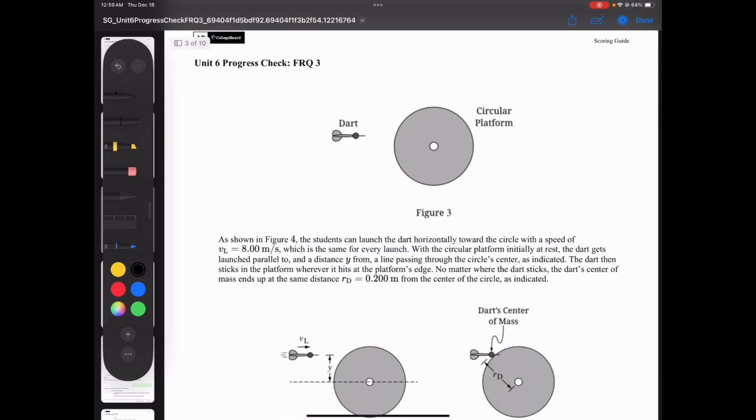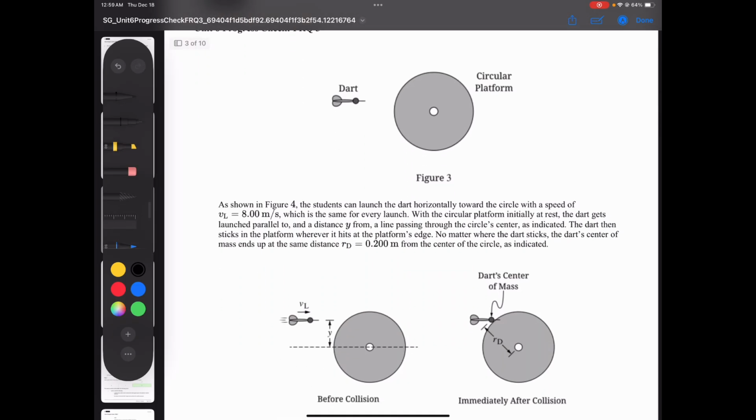And now here, there's a different experiment. So now we have a dart of known mass, and it's going to attach to the circular platform. And the thing that's a little bit tricky about this has to do with the fact that the dart is going to rotate with the platform, but also notice how the dart is some distance y away from the axis of rotation.